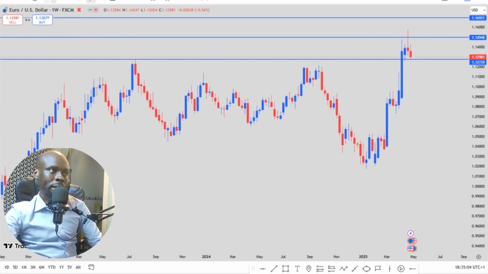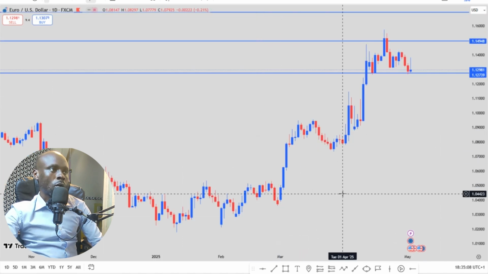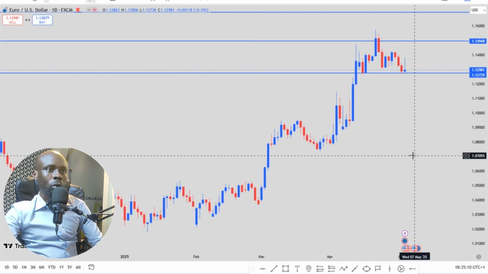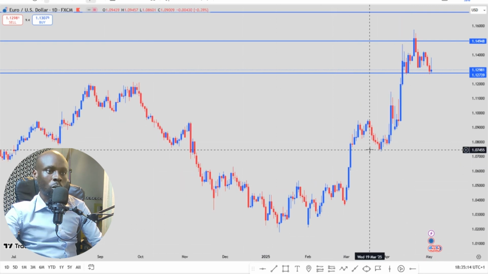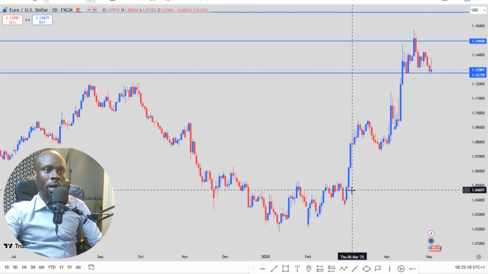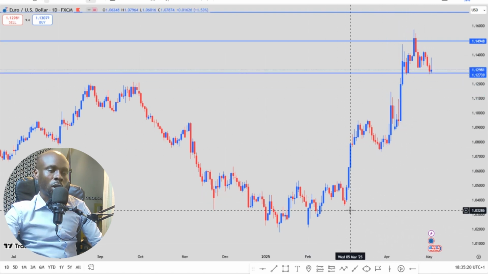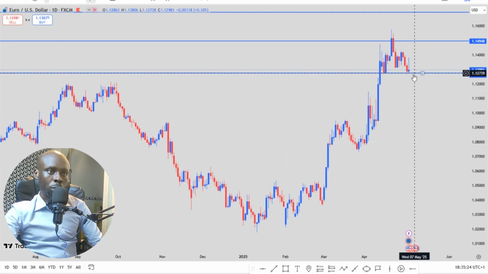So let's look at the daily chart of the Euro USD. On my daily chart, we have an uptrend structure already, which has a lower low, then a series of higher lows. So long as we have this series of higher lows, we expect the Euro USD to resume its uptrend movement.